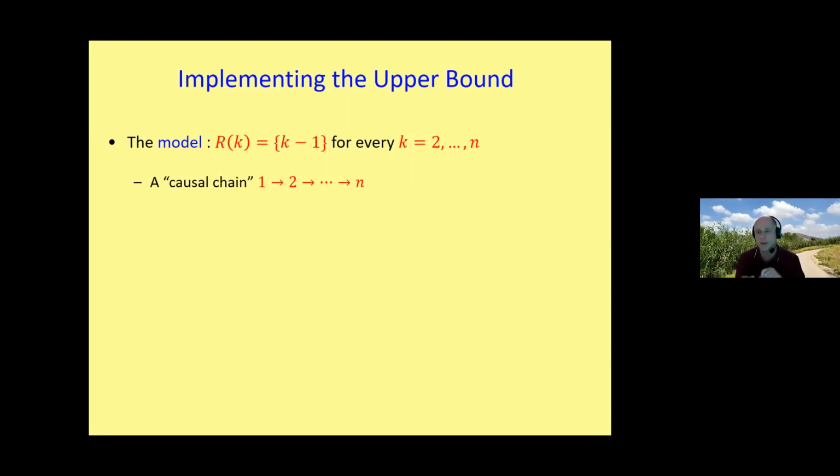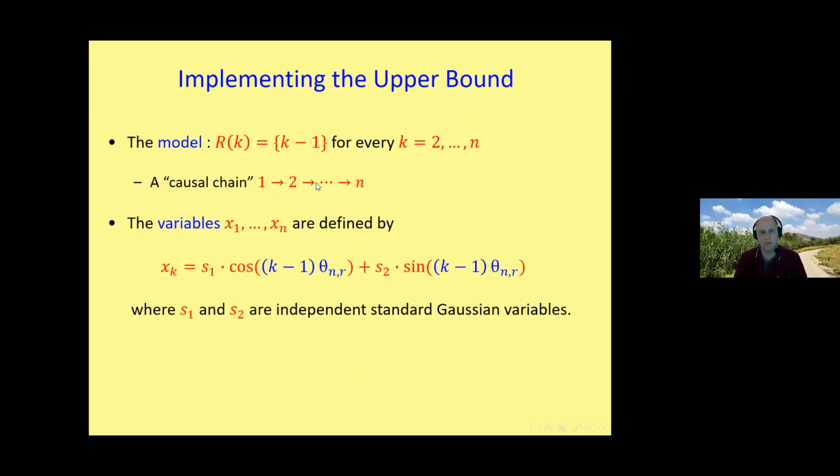Xn will be regressed on x1. X2 will be regressed on x1. X3 will be regressed on x2. X4 will be regressed on x3. So essentially your model can be described by a causal chain where 1 influences 2 and 2 influences 3, etc. So that's the model that gives you the upper bound.